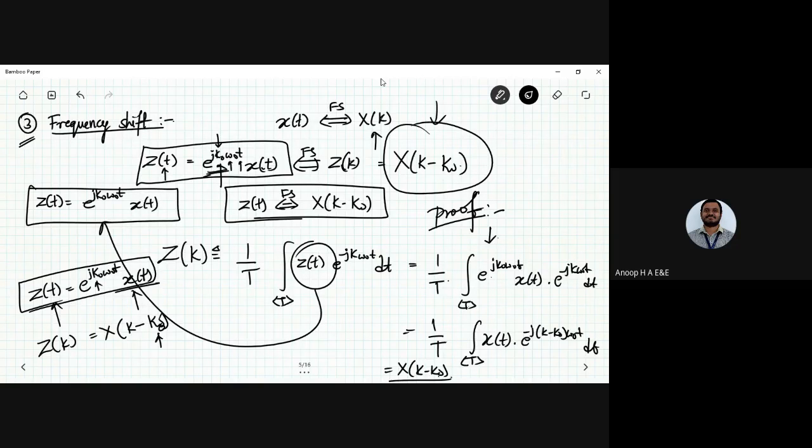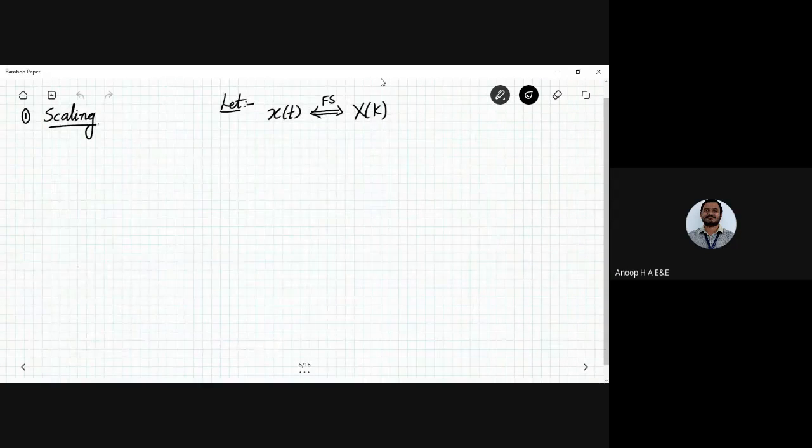So if z of t is equal to e power j into k naught into omega naught into t into x of t, z of k is written as x of k minus k naught. The proof follows in a similar note. I have k minus k naught. This value, written as x of k minus k naught, with simple substitution, you will get the frequency shift. All these properties are quite straightforward, and the next one is again a scaling property.